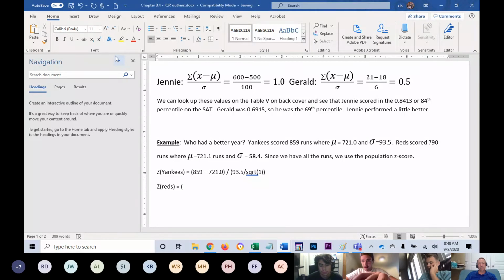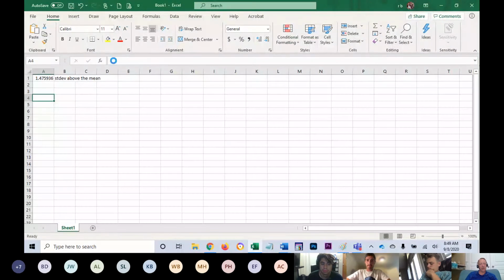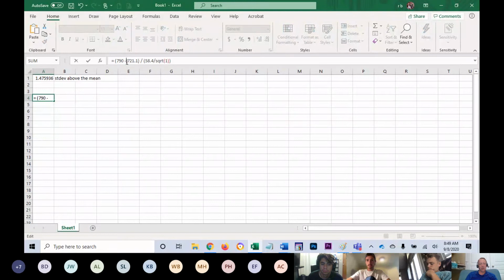So what you would do for the Reds is find the Z-score. You take their score, which would be 790, and then you subtract the mu, which would be 721.1, and then you would divide that over 58.4 divided by 1, just because n is equal to 1. Right. You can see why they got rid of the square root of 1, because it gets boring, right? Okay, so based on this number, they are 1.179 standard deviations above the mean.